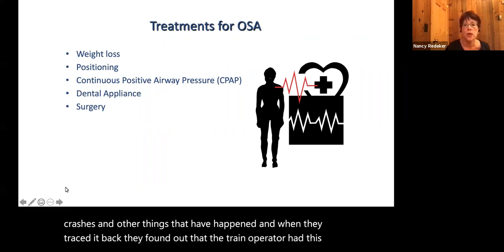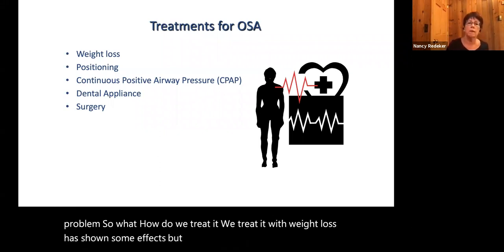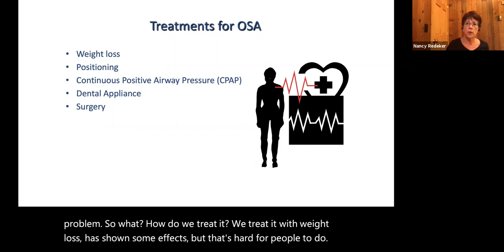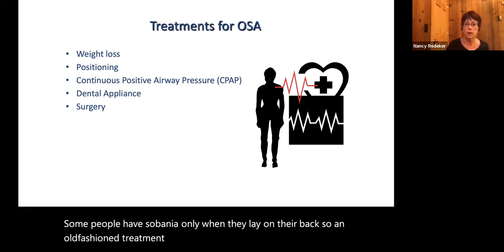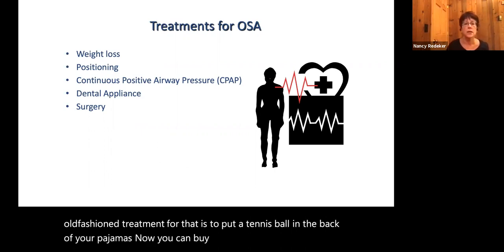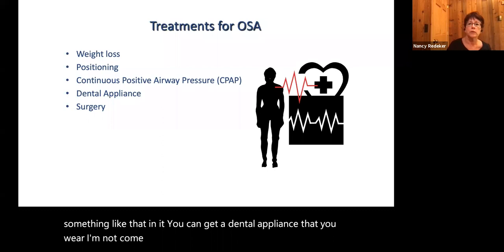So how do we treat it? Well, we treat it with weight loss. It has shown some effects, but that's hard for people to do. Some people have sleep apnea only when they lie on their back. So an old-fashioned treatment for that is to put a tennis ball in the back of your pajamas. Now you can buy a shirt that actually has something like that in it. You can get a dental appliance that you wear, like a mouth guard at night. And then there are surgical procedures.